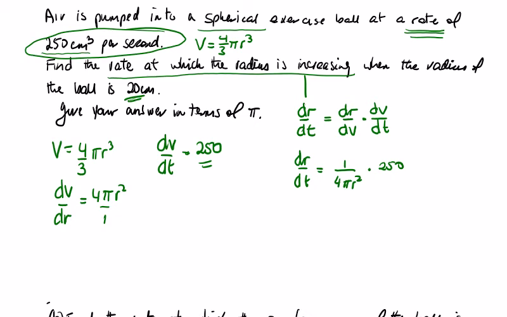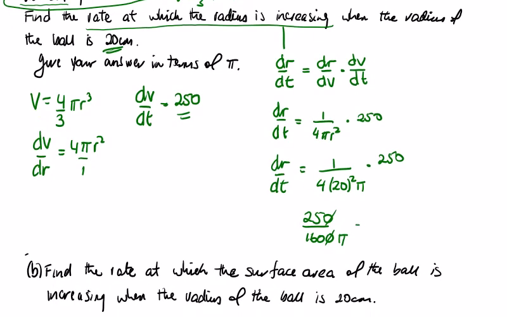And we're told that the radius is 20, so dr/dt, when r is equal to 20, is 1 by 4 by 20 squared by π, and there's a 250 on top here. So what have we got? 20 squared, 400, by 4, 1600. So we have 250 over 1600π. That simplifies down. 25 doesn't go into 160, but 5 does. So 5 into 25, 5, and 5 into 160, 32. So 5 over 32π, and that'd be centimeters per second.